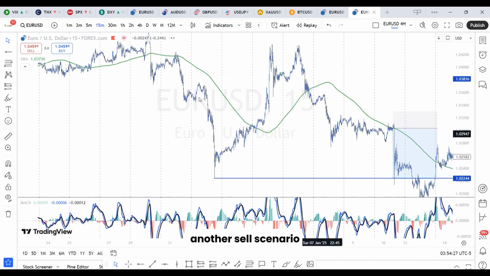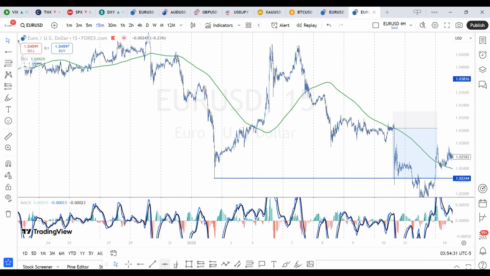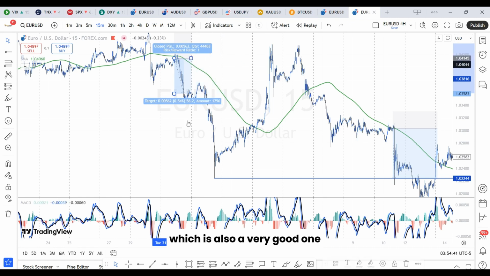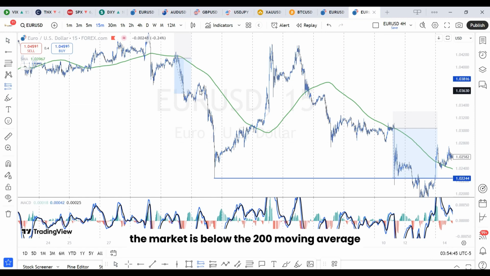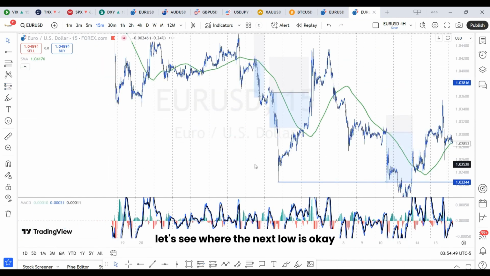Another sell scenario, let me see, this is another very good sell scenario. You can see these two sell scenarios here, very good ones. You can see the next sell scenario here, which is also a very good one. Another sell scenario. The market is below the 200 moving average, and we're targeting the next low. Let's see where the next low is.